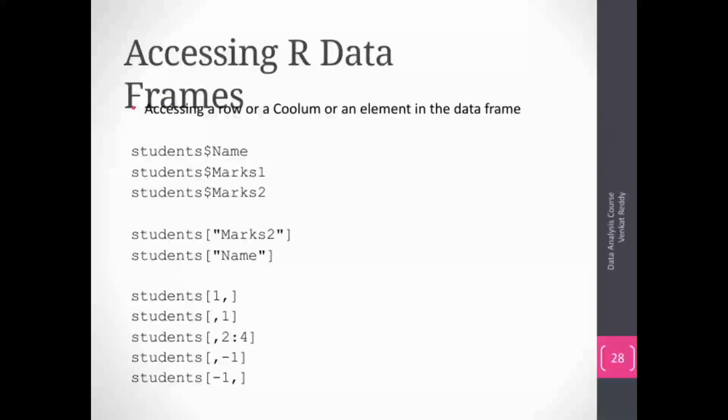Moving on to column access, you can use the $ sign notation, like students$name or students$marks1, to directly access those specific columns. It's a convenient and readable way to work with individual variables. You can also use the bracket notation with column names, such as students["marks2"] or students["name"]. Both methods are valid and allow you to select columns by name, which is especially useful when you have many variables or want to write more descriptive code.